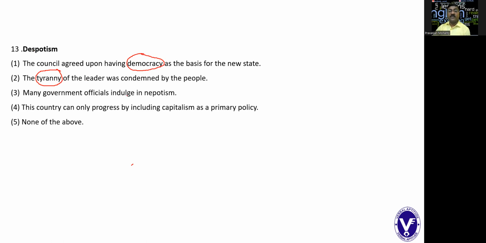The next option, many government officials indulge in nepotism. Nepotism is rishtedari, supporting one's own people. This country can only progress by including capitalism as a primary policy. Capitalism has nothing to do with despotism. Just because ism is used, they have given it in order to mislead you. So capitalism has nothing to do with despotism. Despotism is to do with tyrants or those who are dictators. So that's why option two is our answer, right?